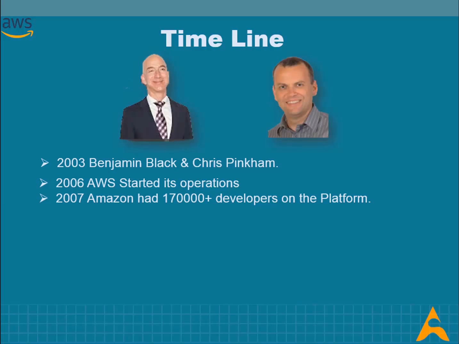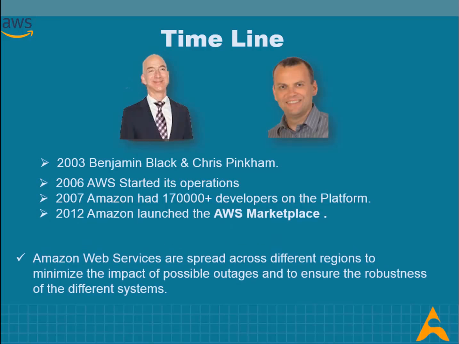In 2012, Amazon launched Amazon Marketplace to accommodate and grow the emerging ecosystem of AWS offerings from third-party providers that have built their own solution on top of the Amazon Web Services platform. The AWS Marketplace is an online store for Amazon Web Services customers to find, compare, and begin using AWS software and technical services. Now, these Amazon Web Services are spread across different regions to minimize the impact of possible outages and to ensure robustness of different systems.